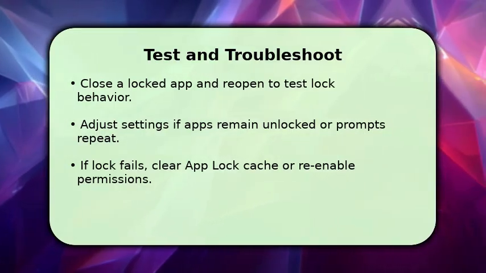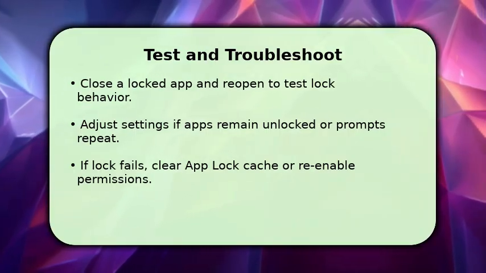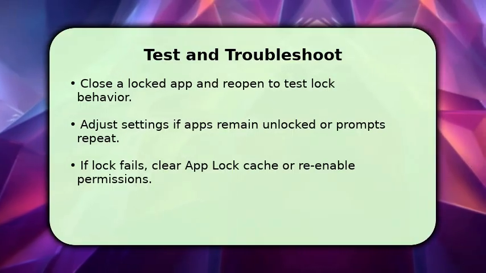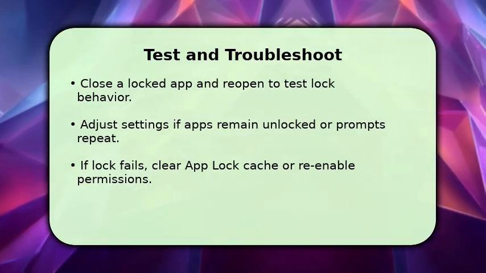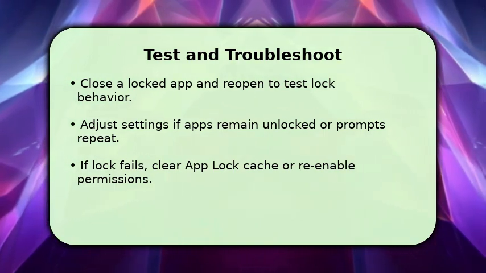Make sure accessibility and notification permissions remain granted so the feature works reliably. If the lock still fails, clear the App Lock cache or restart the phone. Then re-enable permissions. This simple troubleshooting step resolves most glitches and gets protection working again.